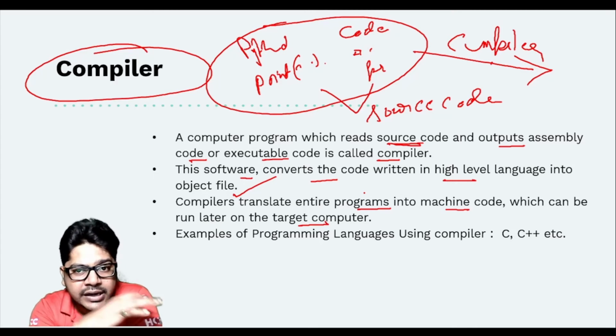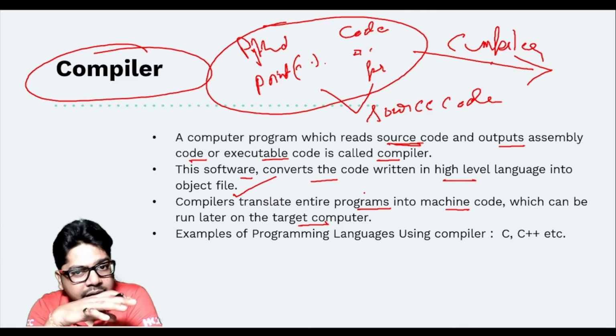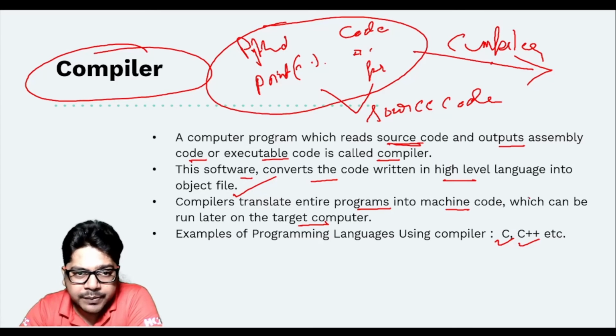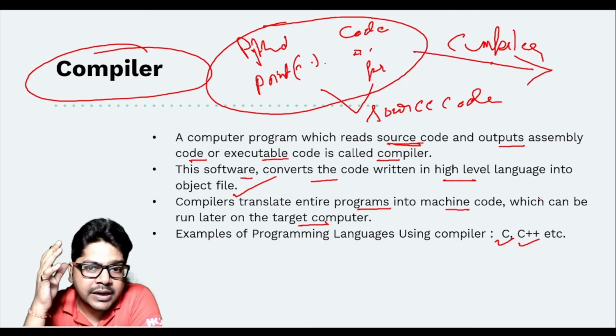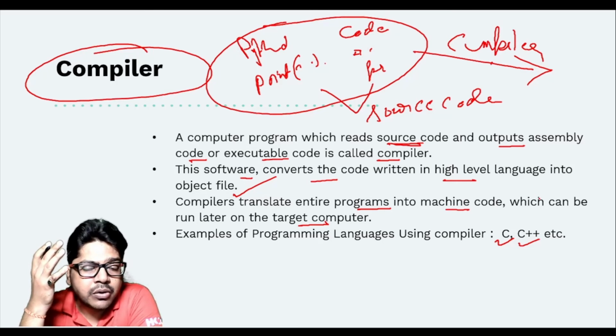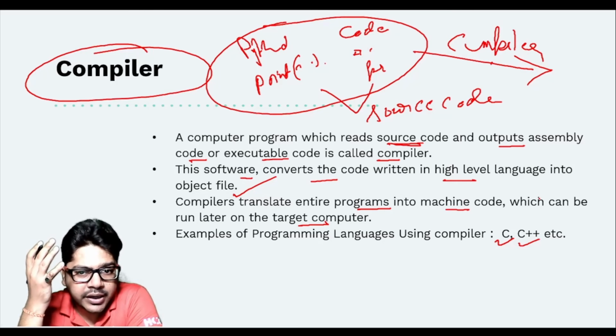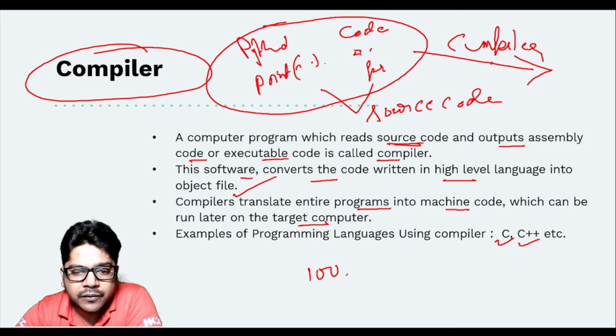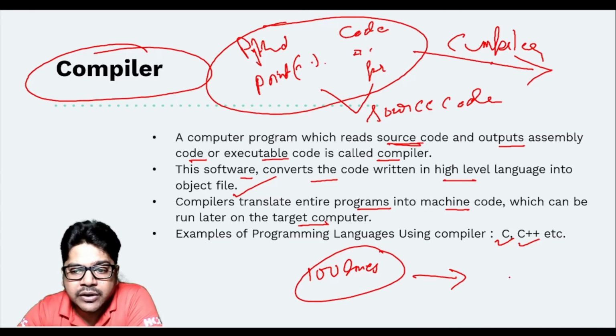So it translates your entire file. If you have 10 lines of code, it converts your whole 10 lines. Examples of programming languages using a compiler: C and C++. So again, a compiler is something which converts your source code into executable code or assembly code, and it converts everything at once. If you have 100 lines of code, it will convert the whole 100 lines into object code at once.